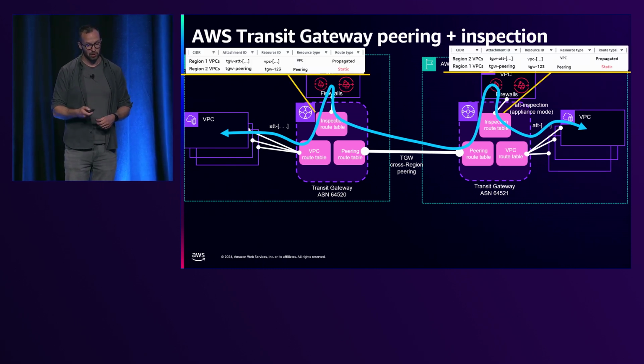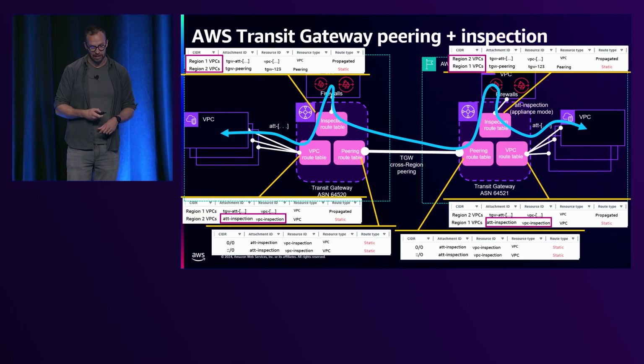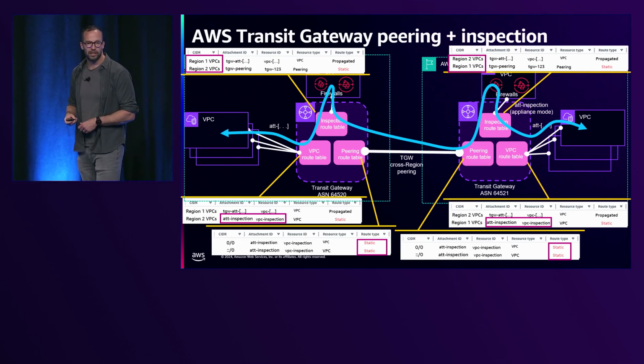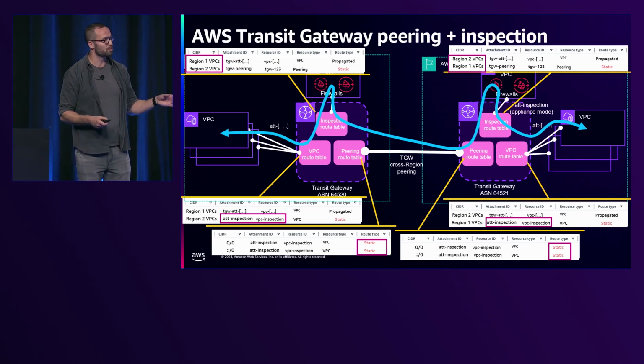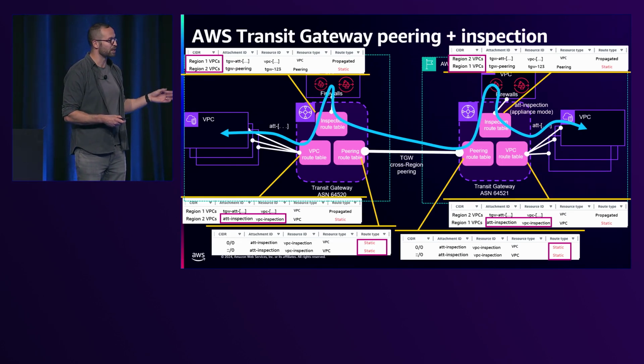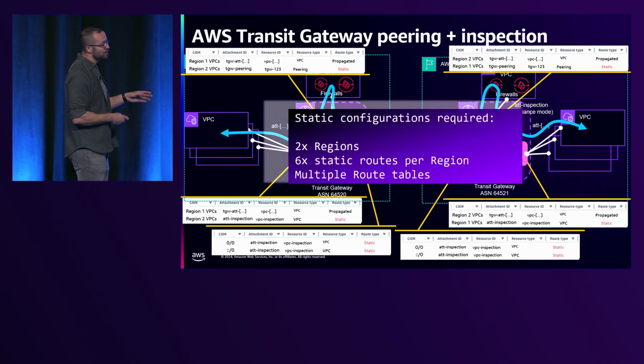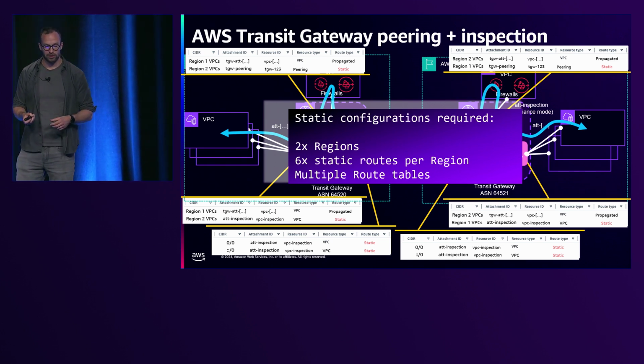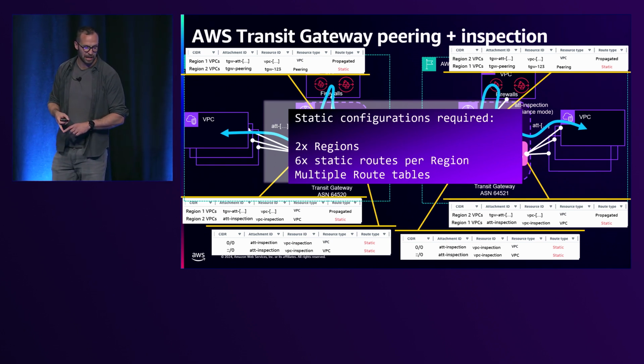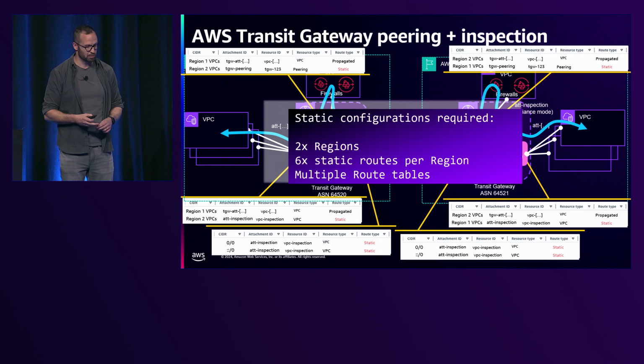So this is what you need to do. I'm going to quickly browse through it. But these are all the routes that you would need to configure to make this work, to just do inspection between regions. This doesn't even cover inspection within a single region if you have different types and families of VPCs. So there's a lot of configuration required here, just for 2 regions. You configured 6 different static routes, and that's keeping things simple, and then you have to create multiple route tables.